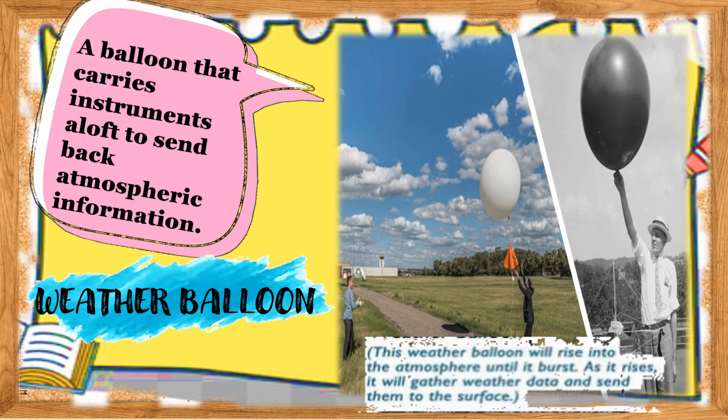This one is a weather balloon. We already talked about this when we discussed weather instruments. This is a balloon that carries instruments aloft to send back atmospheric information. This weather balloon will rise into the atmosphere until it bursts. As it rises, it will gather weather data and send them to the surface. A typical weather balloon can last over 2 hours as it rises into the sky. But what happens when the balloon reaches our upper atmosphere? It expands and explodes because of the lower air pressure at higher altitude.